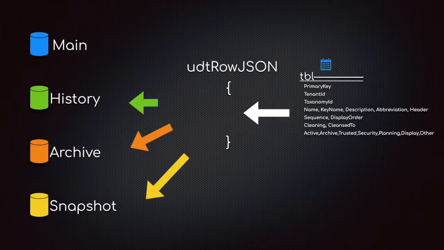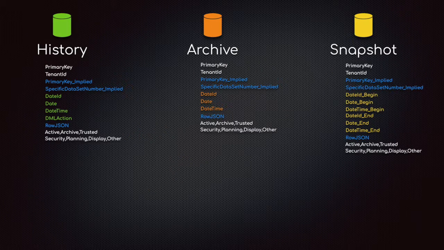database. So that's what our history, archive, and snapshot tables are going to look like, is that they will still have the primary key and tenant ID and the system flags, active, archive, trusted, security planning, display, and other, except they will have three columns dedicated to the table that they represent. So each history table would have a primary key implied, a specific data set number implied, and row JSON.